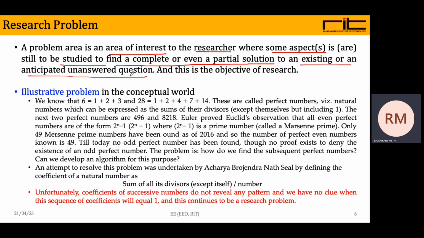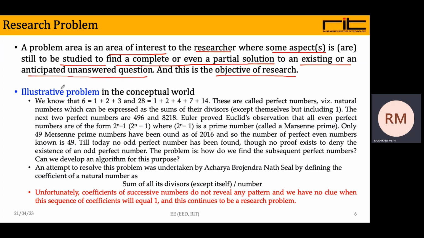Or it may be possible that some solutions are already available and one can take this research for getting a more efficient or more proficient solution for that particular problem. And this is the objective of research. So different scenarios we have discussed here. Now, how can we take a research problem, or where can we find one?